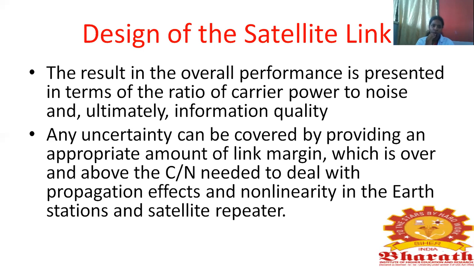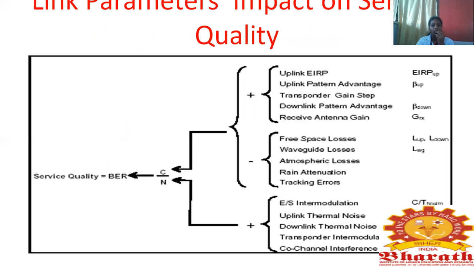And obviously you're going to include information quality also. Any uncertainty can be covered by providing an appropriate amount of link margin, which is over and above the ratio of carrier wave to the noise needed to deal with the propagation effects and non-linearity in the earth stations and satellite repeater. And here, as said already, the service quality is going to be determined using the ratio of C divided by N. And what is C here? C is going to be the carrier wave, and N is going to be the noise.